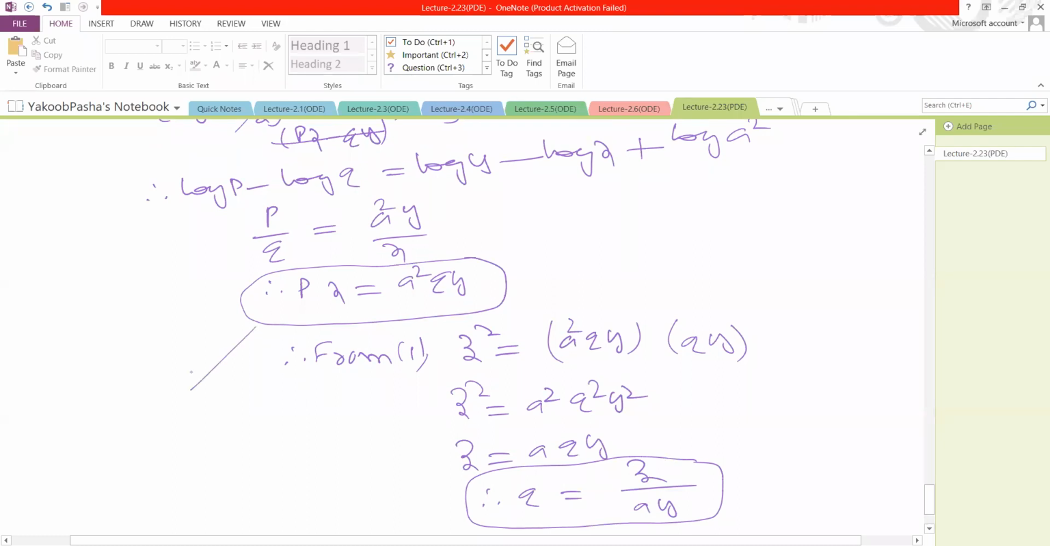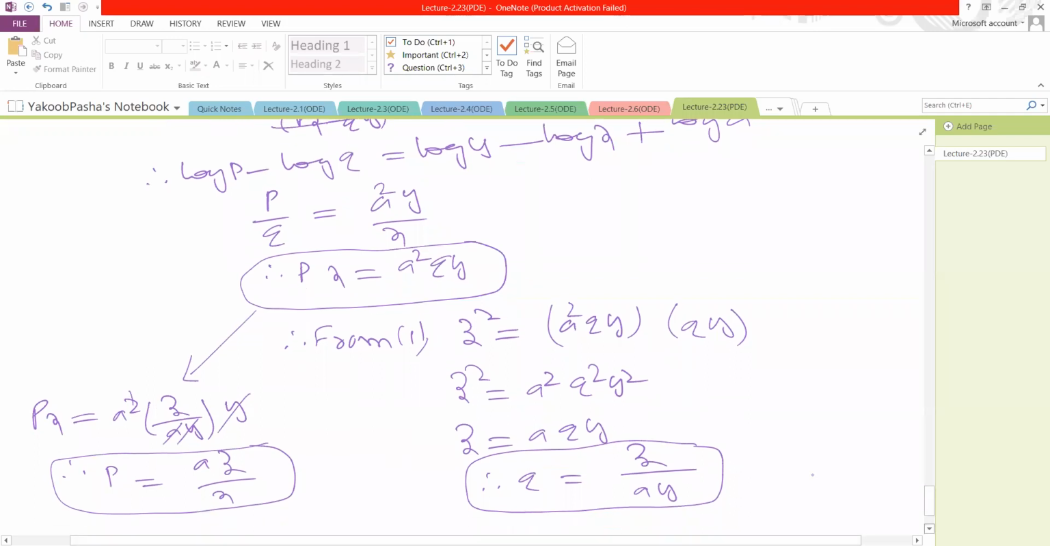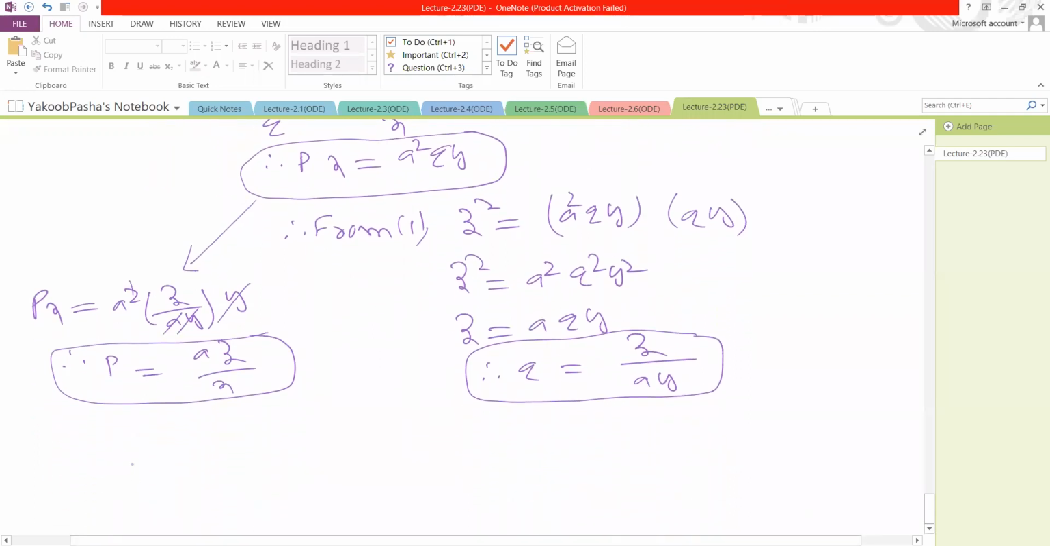And substitute here in this. You get Px is equal to A square into Q. Q means Z by AY, into Y is there. So Y will be cancelled, one A also cancelled. So P is equal to AZ by X. We have the values of P and Q. So the general solution can be obtained by integrating dz is equal to P dx, AZ by X into dx, plus Q dy, Z by AY into dy.